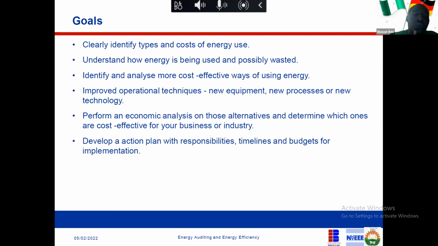So these are the goals of every energy auditor. And this is what you should have at the back of your mind when you're embarking on energy auditing. This is what I want to achieve. At the end of the day, of course, we'll come to that, you need to develop an energy policy. And that energy policy will be backed by implemented strategies.